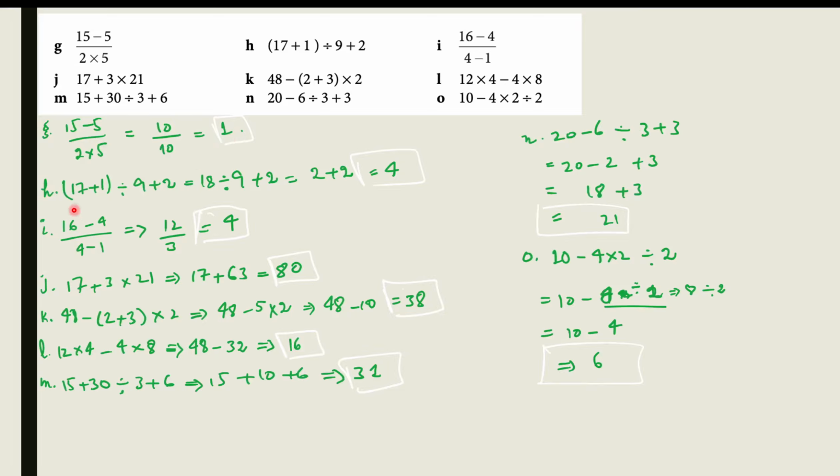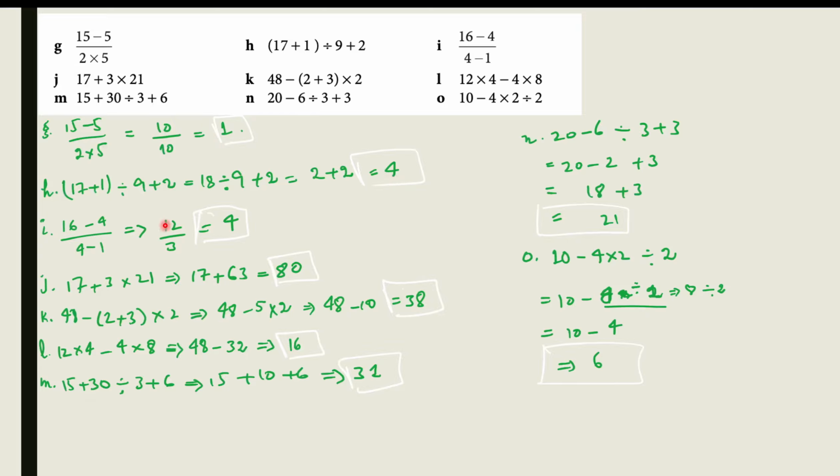The H part is, in the brackets, 17 plus 1, divided by 9, plus 2. Again, brackets first, then division, then addition. In the brackets we have 17 plus 1, which becomes 18. So brackets first, then division. 18 divided by 9 is equal to 2, because 9 multiplied by 2 is equal to 18. And then we do the addition. 2 plus 2 is equal to 4.